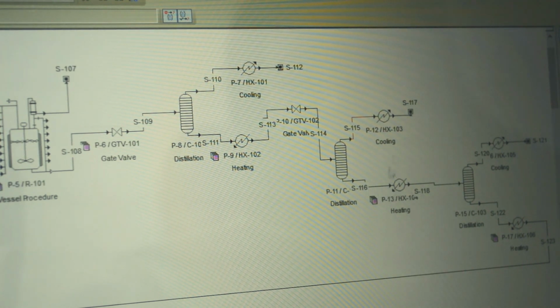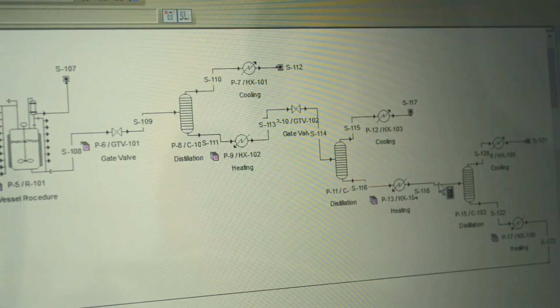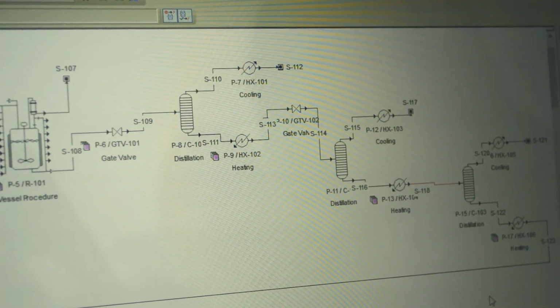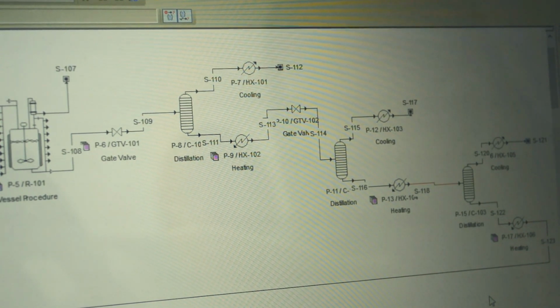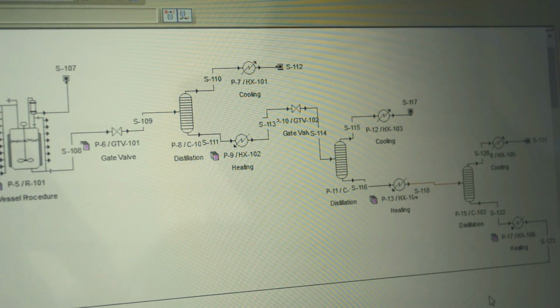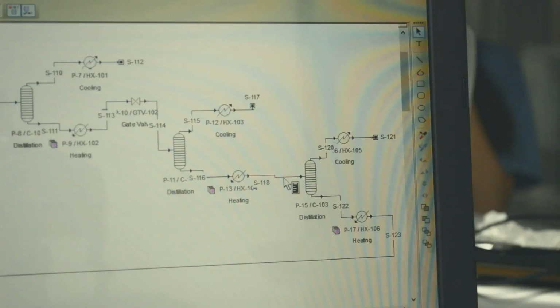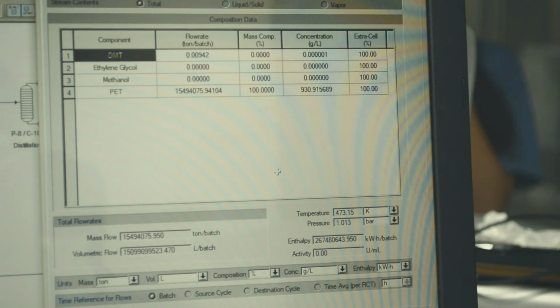Then the bottom stream undergoes a heating process from 100 degrees Celsius to 150 degrees Celsius. The cooler was used to condense the vapor stream to liquid form, and the heater was used to heat the stream in order to maintain the efficiency in the next separation process. The components DMT, EG, methanol and PET will flow into the third distillation column.